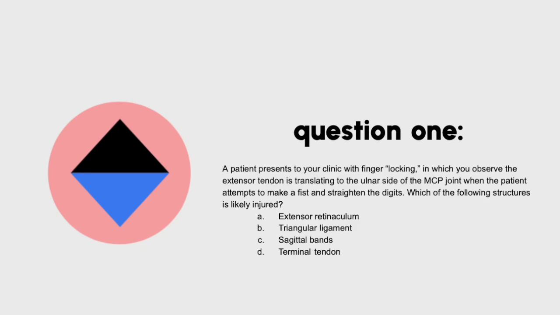Question 1, correct answer here is C, the sagittal bands. This is a classic sign of sagittal band rupture, where the extensor tendon normally will be held central over the metacarpal head, and most commonly with sagittal band rupture, it's going to translate or sublux to the ulnar side of the MCP joint. Watch out, because these can often get mistaken as trigger finger, either by patients or sometimes even the referral will say trigger finger because the finger is locking.